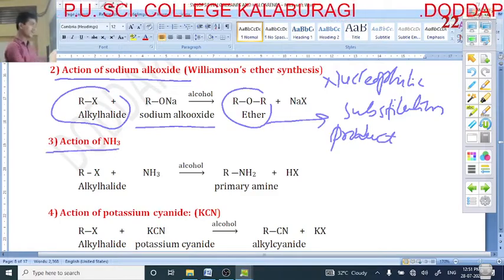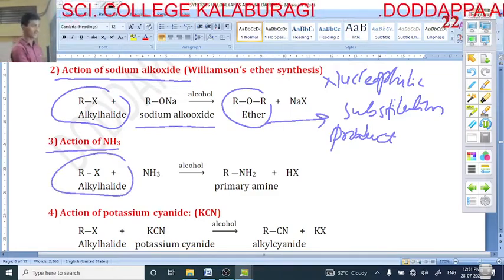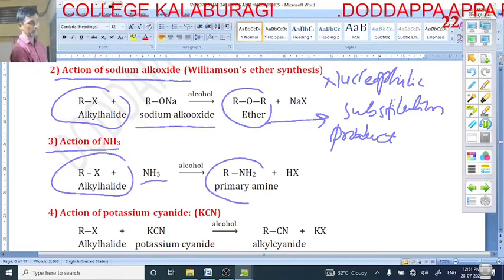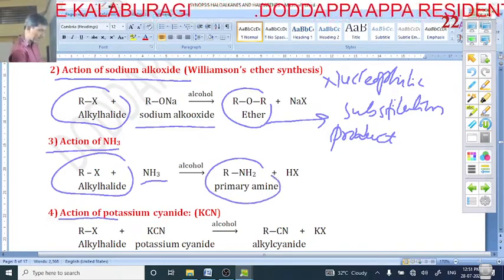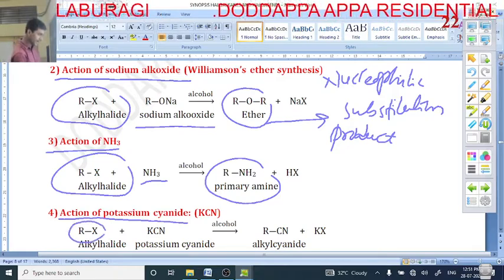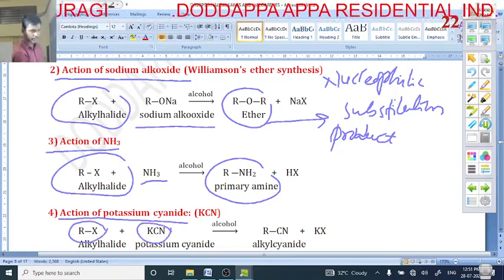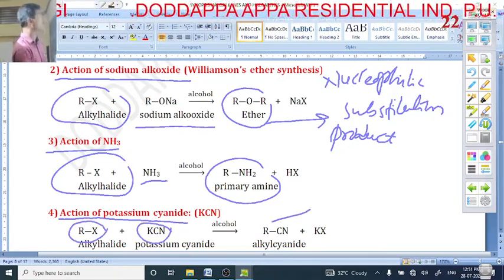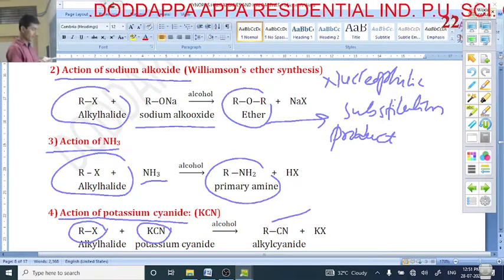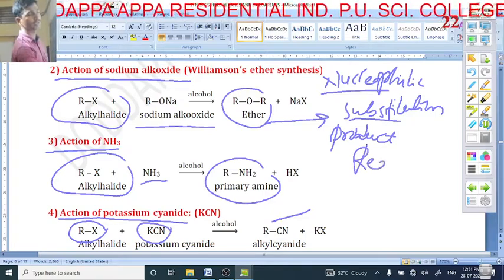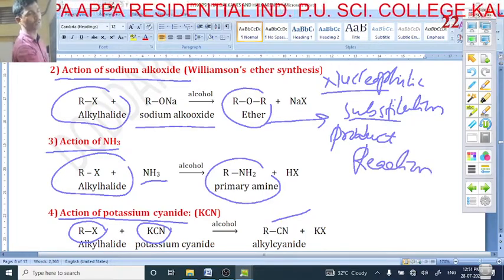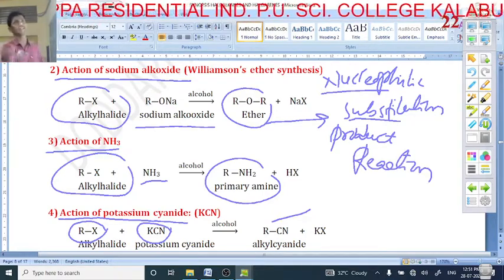Next, what is the action of ammonia? Alkyl halide reacts with ammonia. It gives a primary amine. Same with the action of potassium cyanide. Alkyl halide reacts with potassium cyanide. It gives alkyl cyanide. So these are the examples of nucleophilic substitution reactions.